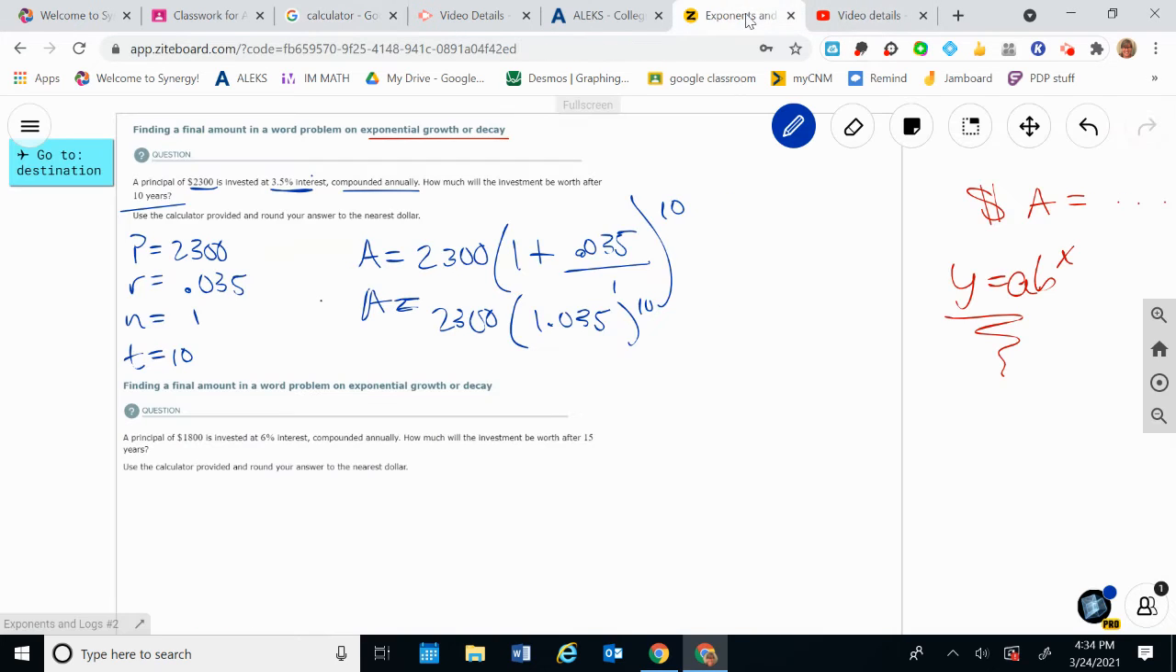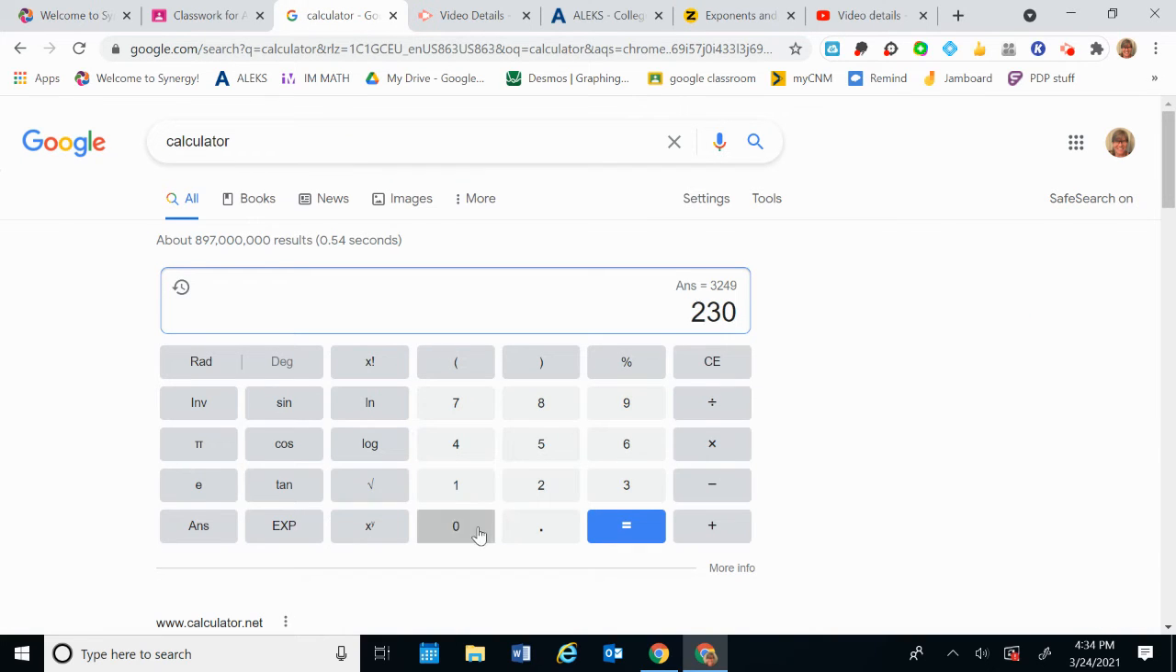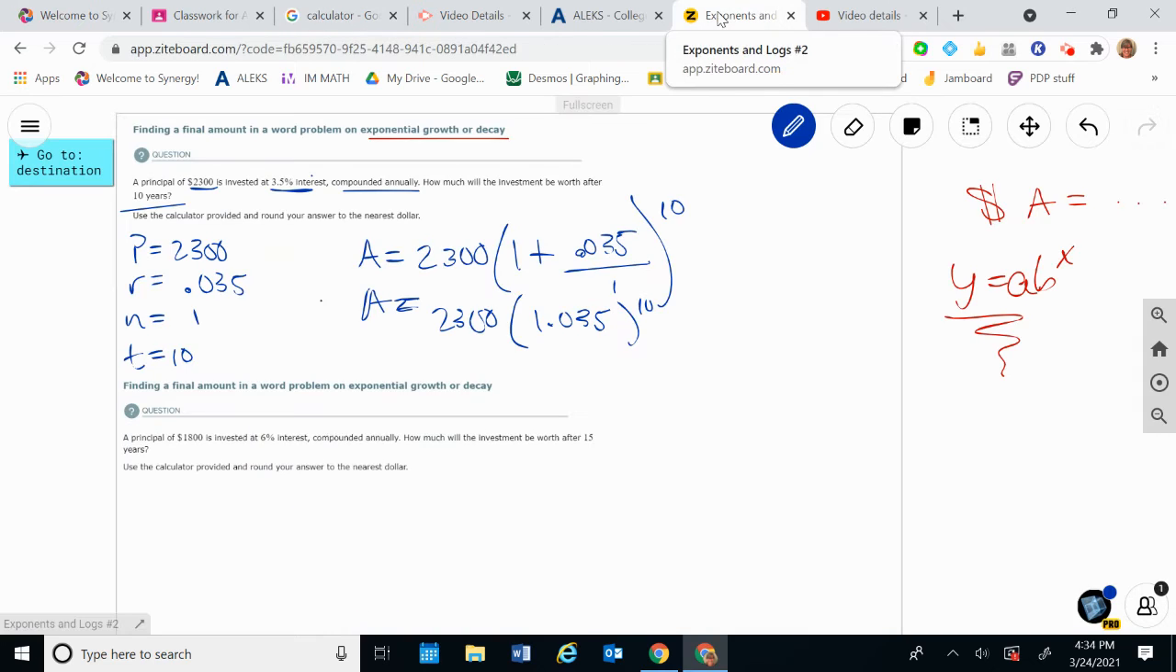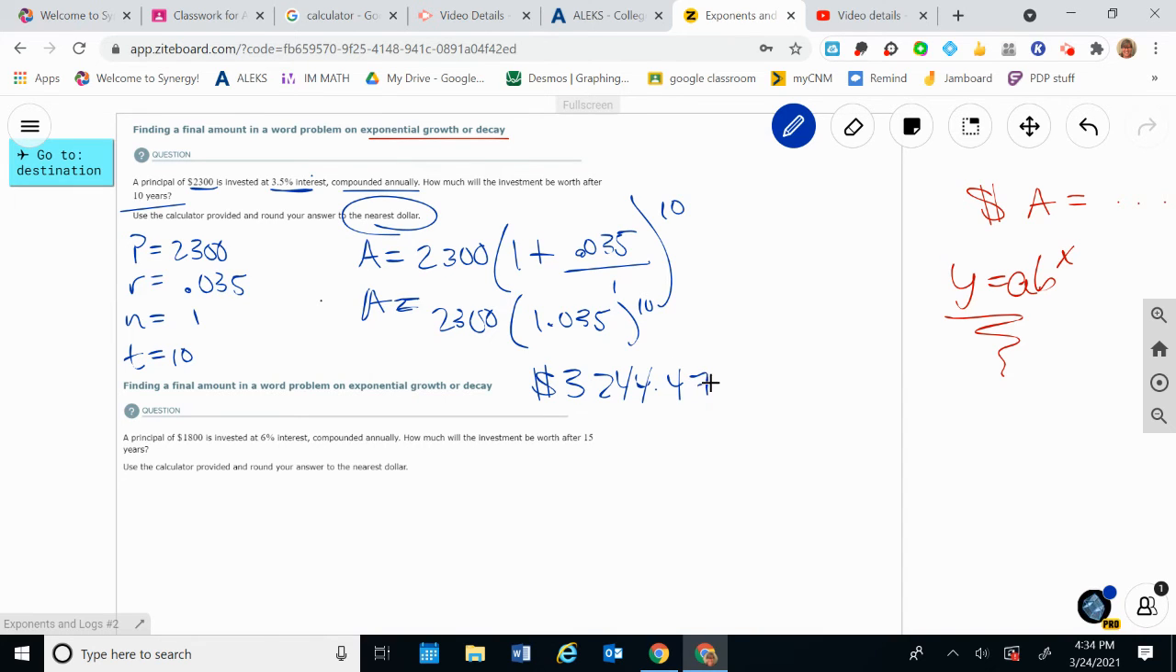It's 2,300 times 1.035 to the 10 equals 3,244.37. I don't know what they want you to round it off to, so let's check it out. They said nearest dollar. The next digit is smaller than 5, so it's 3,244. Okay, take a look at the next one.